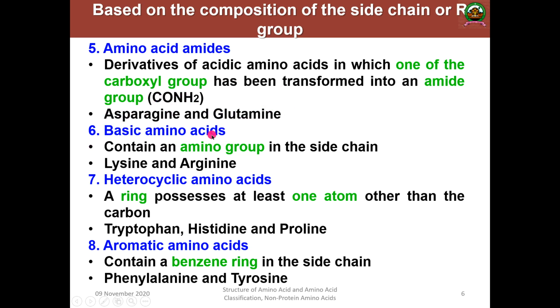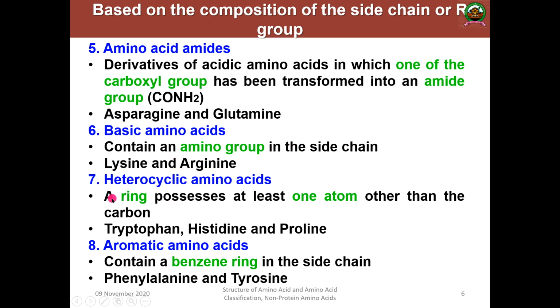Then the next one is basic amino acid. As the name indicates, it consists of a basic side chain, and the basicity is mainly due to the presence of an amino group in the side chain. Examples are lysine and arginine.